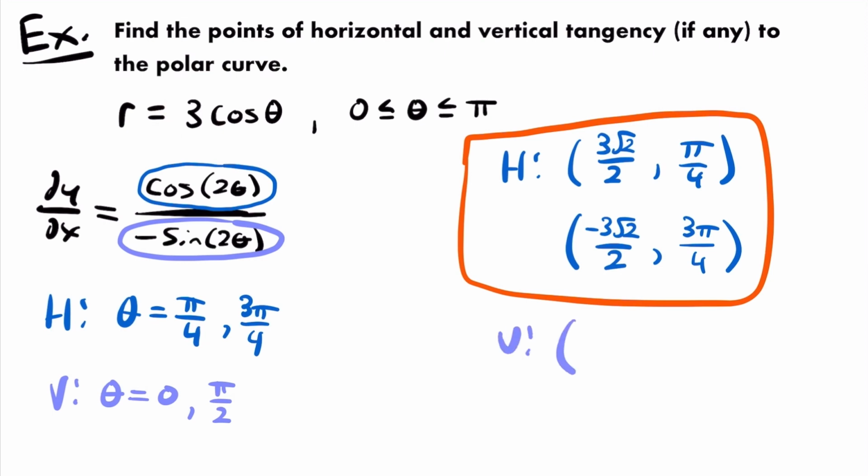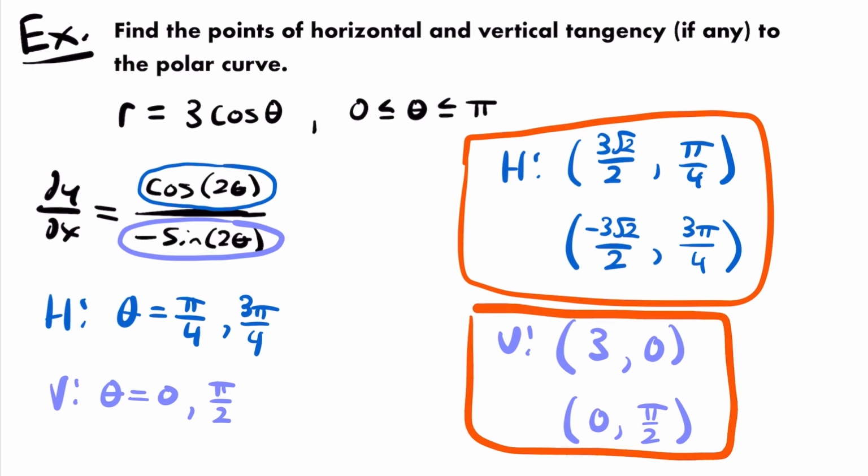Our first point is where theta is equal to 0. And when theta equals 0, we'll have 3 times cosine of 0. And cosine of 0 is 1, so we have 3 times 1, which is 3. So our value of r will be 3, and our angle is 0. And then our second point is when our angle is pi divided by 2. And plugging that in, cosine of pi divided by 2 is 0, so we have 0 times 3, so r is equal to 0. So we'll have 0, comma, pi divided by 2. Those are the 2 points of vertical tangency for this polar equation.